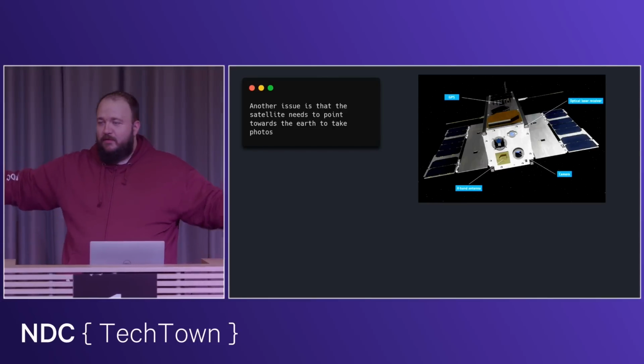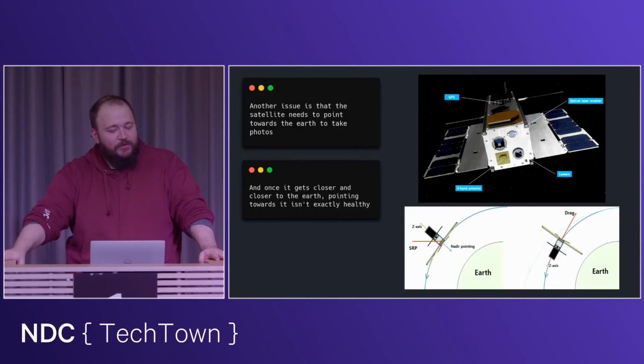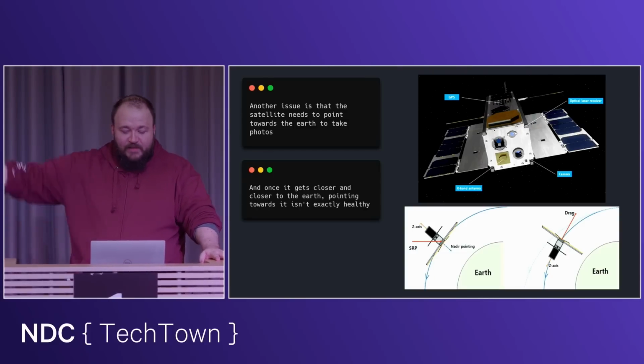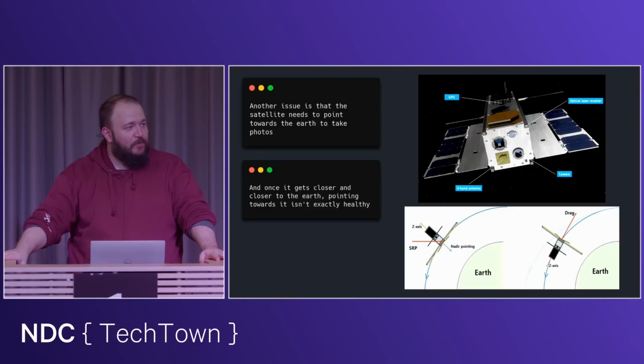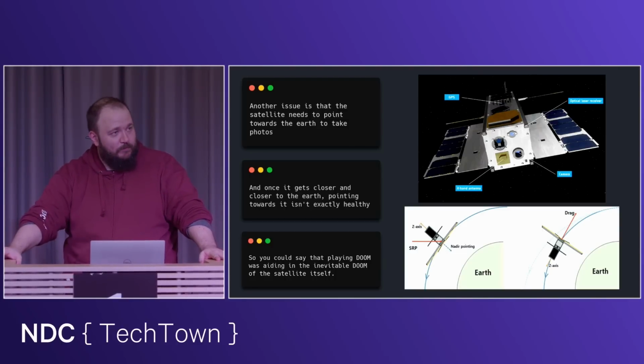You can see it has some cute little wings. So you can imagine that as you get closer and closer to Earth, pointing towards the Earth isn't necessarily healthy, I would say. It's called nadir pointing, that's the technical term of it. For that satellite there, actually, it's good to point towards the Earth, for that example. So you could say that playing Doom aided in the inevitable doom of the satellite itself.